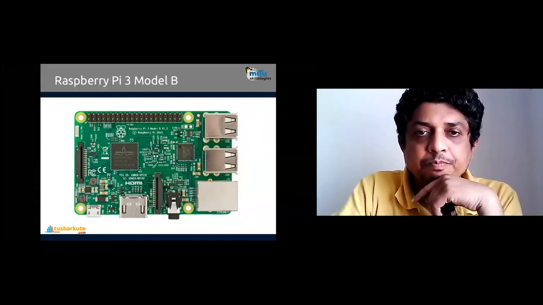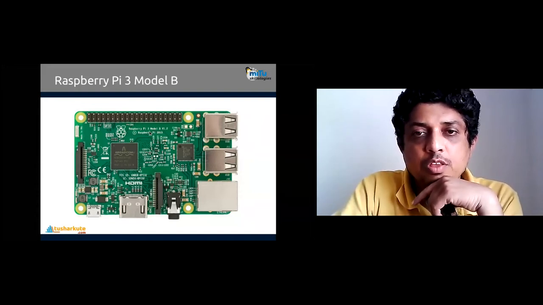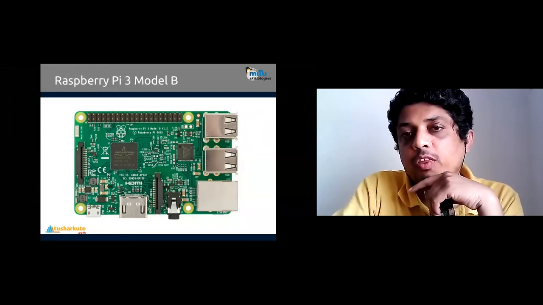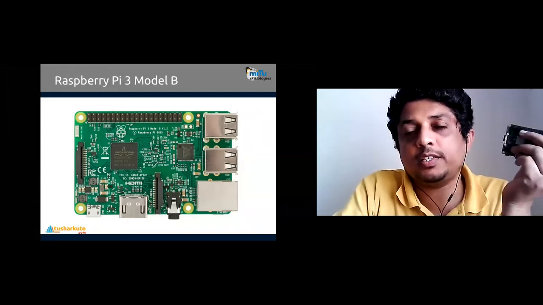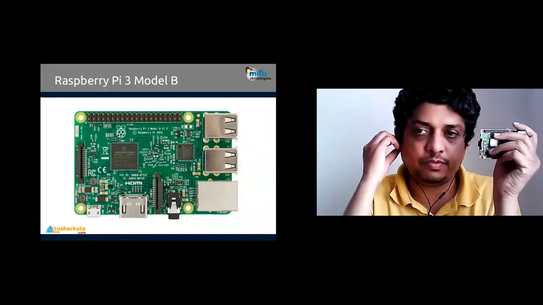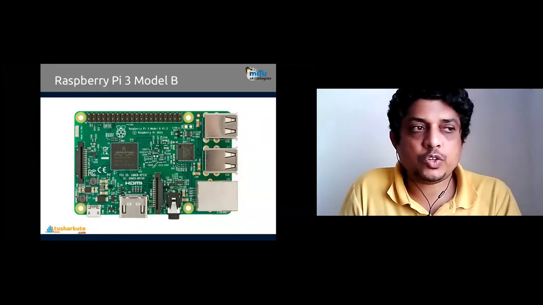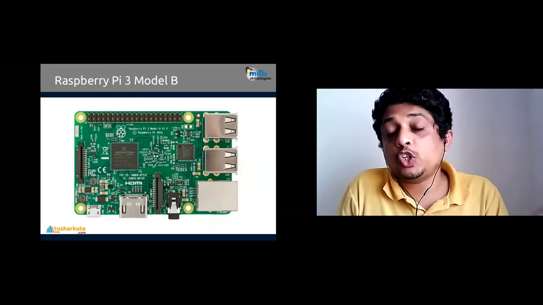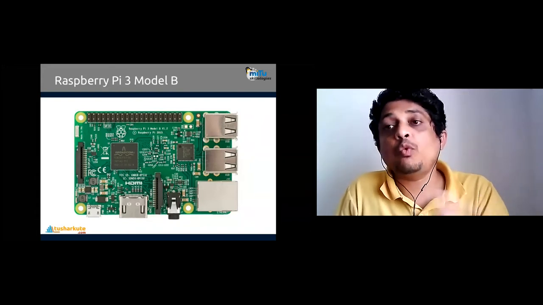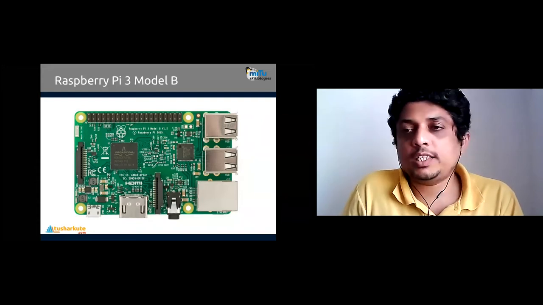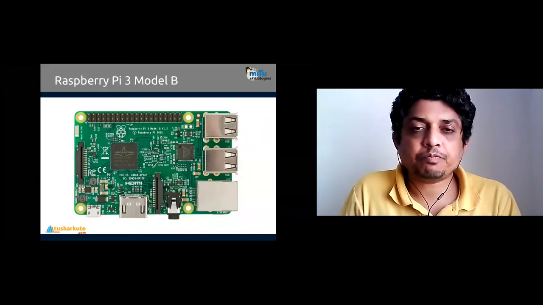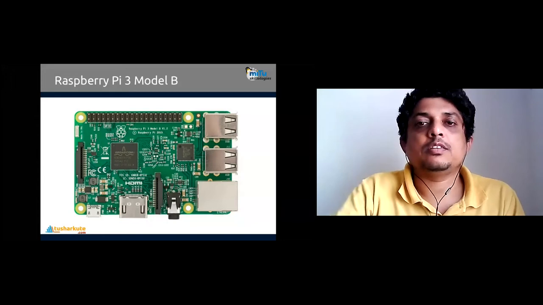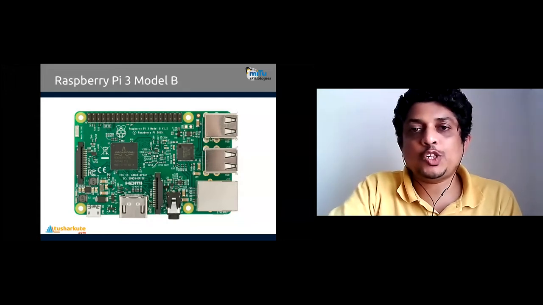So see this, Raspberry Pi 3 Model B. For all the later versions, only Model B is present. At first, only Model A and B were present. For 2B, 3B, 4B, all are there. We'll talk about what B means, and where the name A is used, we will also see that.